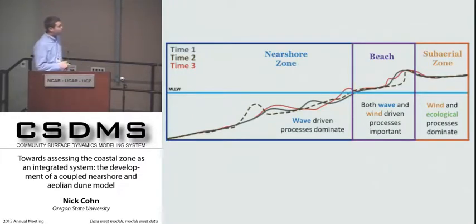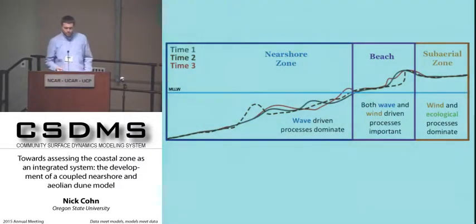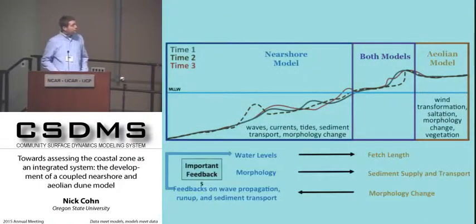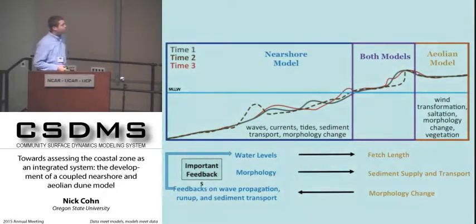But as I pointed out before, we can really break up the beach into three different systems: the near shore zone, the beach itself, and the subaerial back shore zone. So if we want to think about modeling these systems, we can use the same general framework. If we want to model the near shore, we need a model that can predict waves, currents, tides, sediment transport, and of course, net morphology change. On the beach itself and in the back shore, we need an aeolian model that can account for wind transformation, saltation of sand grains, morphology change, and of course, as I pointed out, vegetation is really important in these systems.